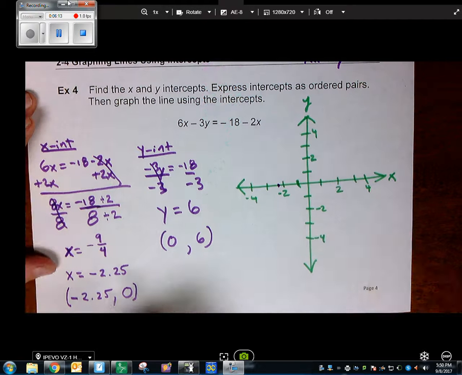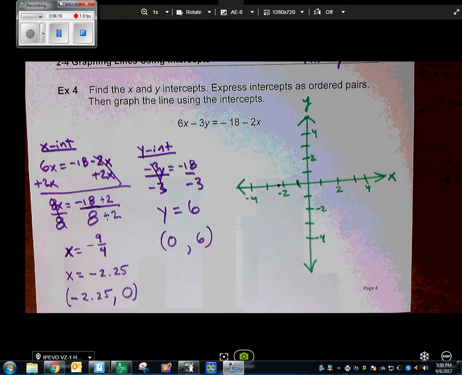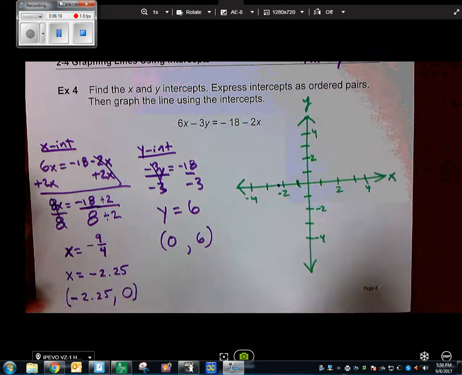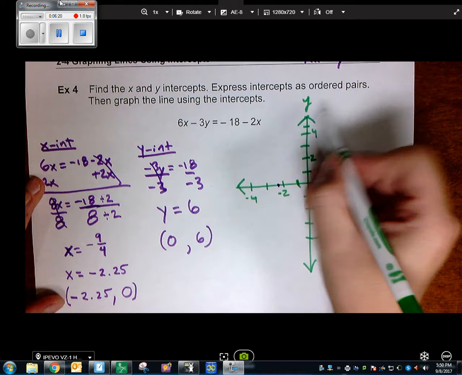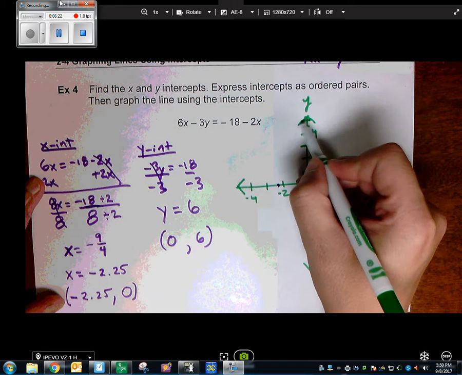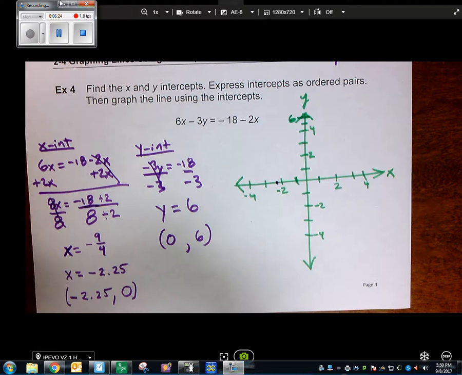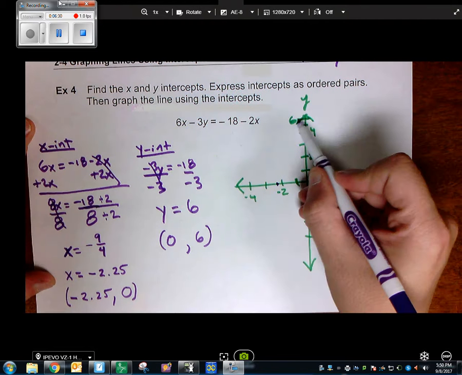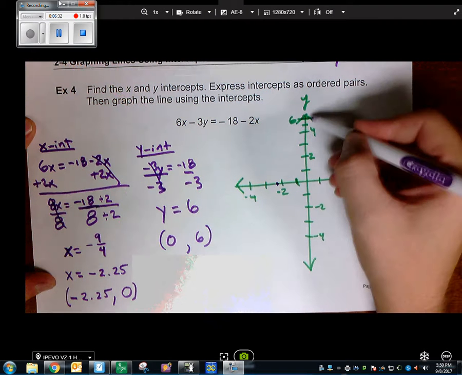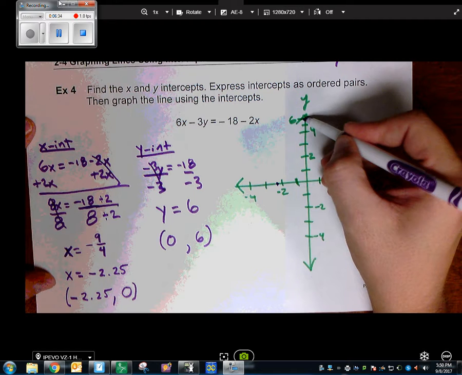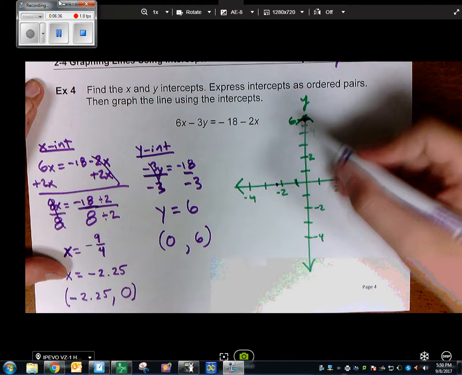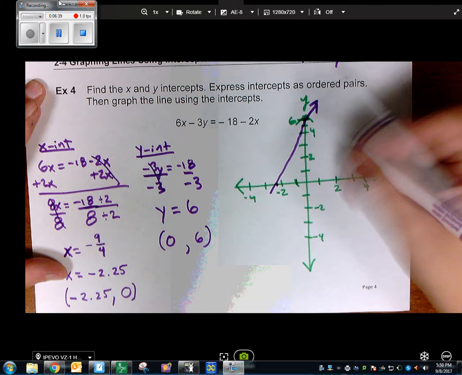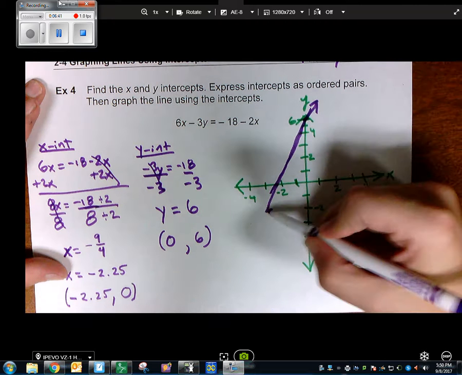And then our 0, 6, that's going to be easy, but look at what I did. I didn't go up high enough. 5, 6. Okay, I'm sorry for that. Apologies for that. I hope you can see that. This is where 6 is going to go. 0, 6 on my y-axis. And now I'm going to connect these 2 points as best as I can.